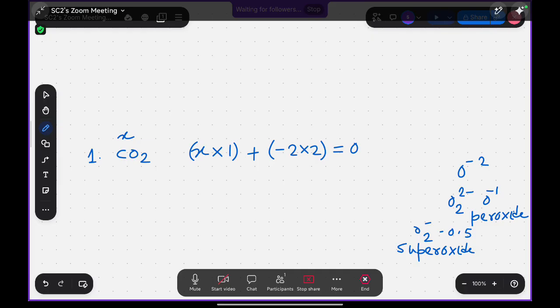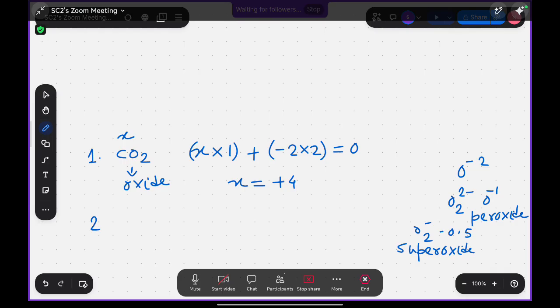Now, here in carbon dioxide, as the name itself suggests, oxygen exists as oxide, so minus 2 is the oxidation state. We have 2 oxygen atoms, so into 2 is equal to 0, because carbon dioxide is a neutral molecule. No charge has been assigned to it, and all molecules are neutral. So X comes to be plus 4. That means in the carbon dioxide molecule, the oxidation state of carbon is plus 4.